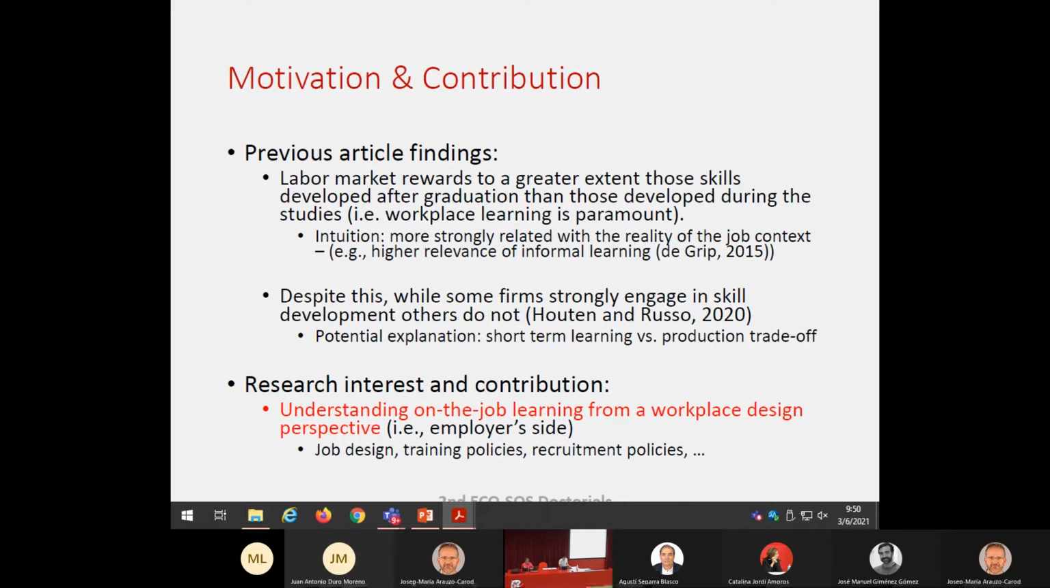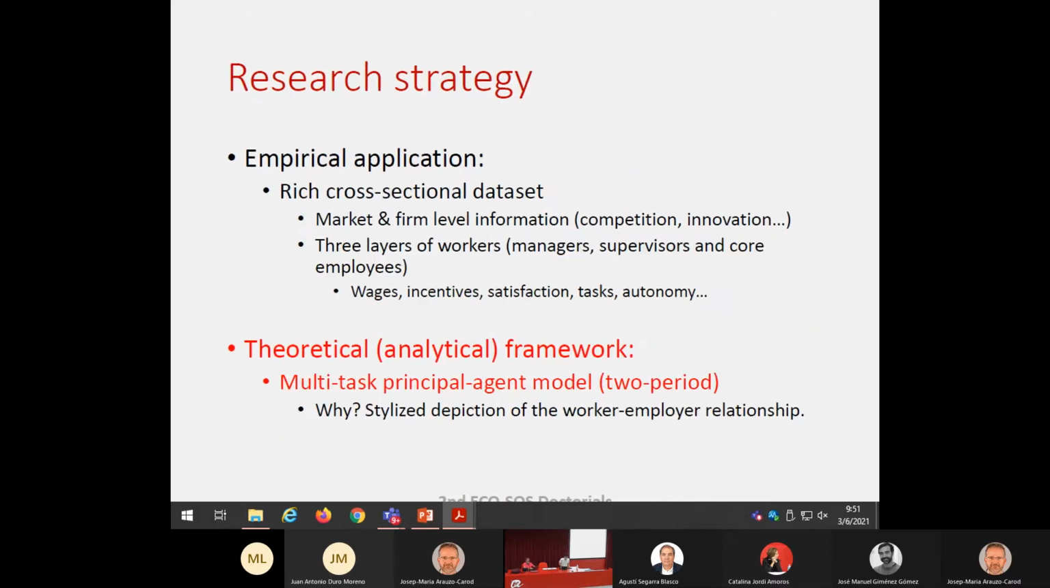Then for this article, the research interest and the contribution is trying to understand on-the-job learning from a job and workplace design perspective. It means from the side of the employer, just the firm thinking whether or not to try to improve learning in their organizations. And this might imply job design, training policies, recruitment policies, etc.